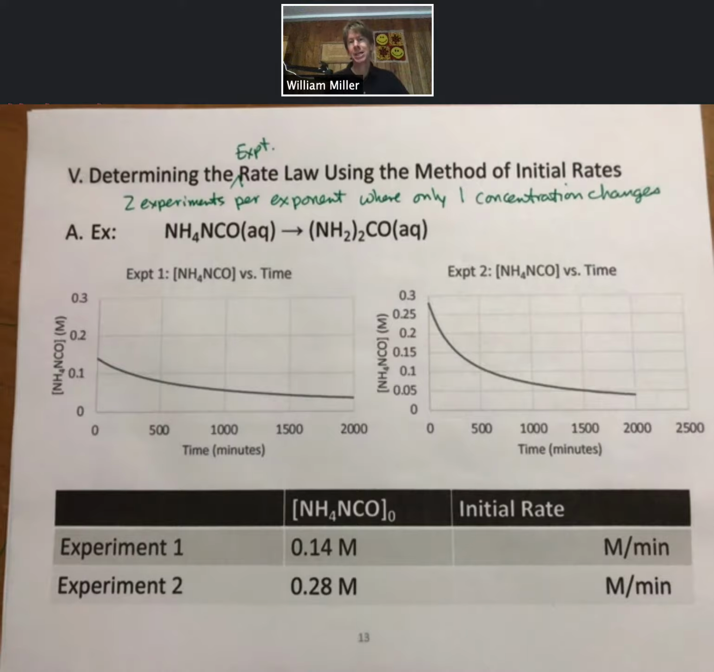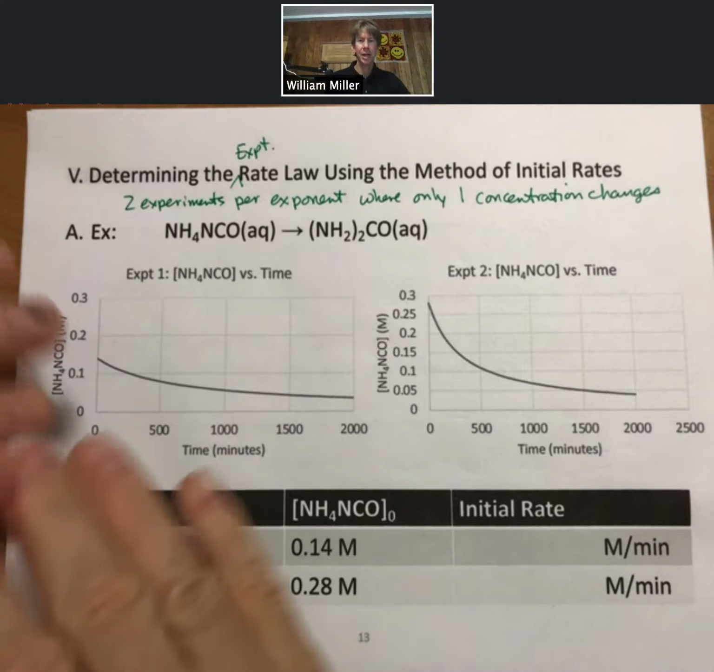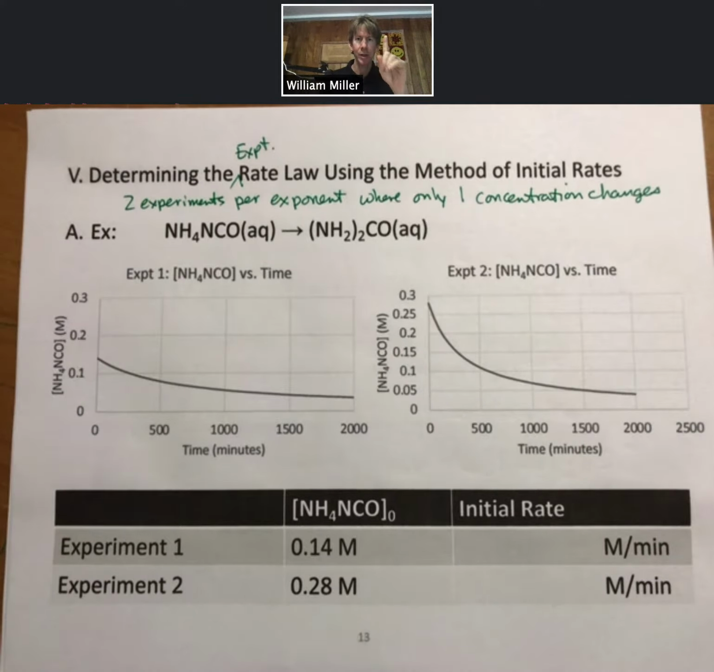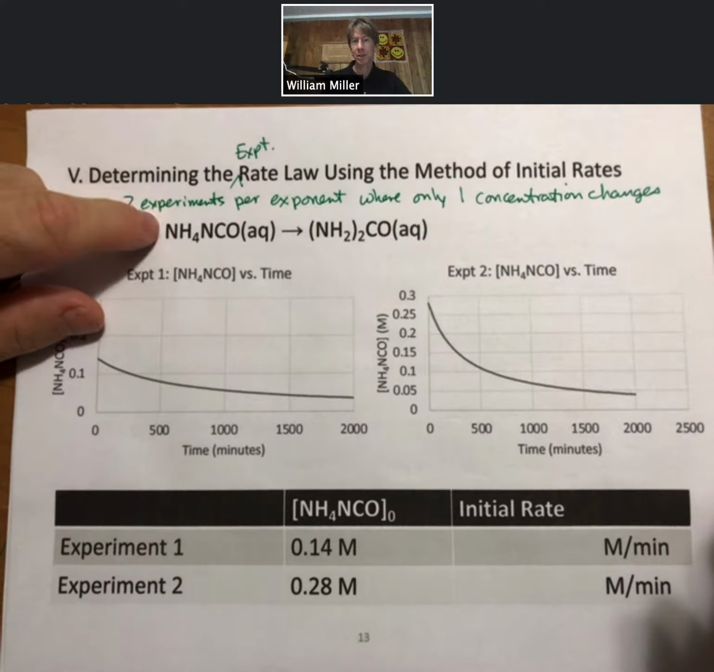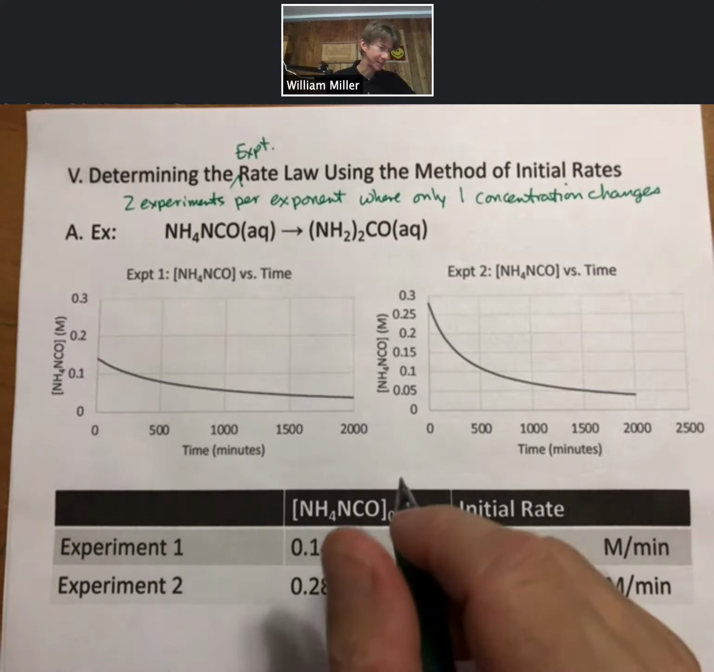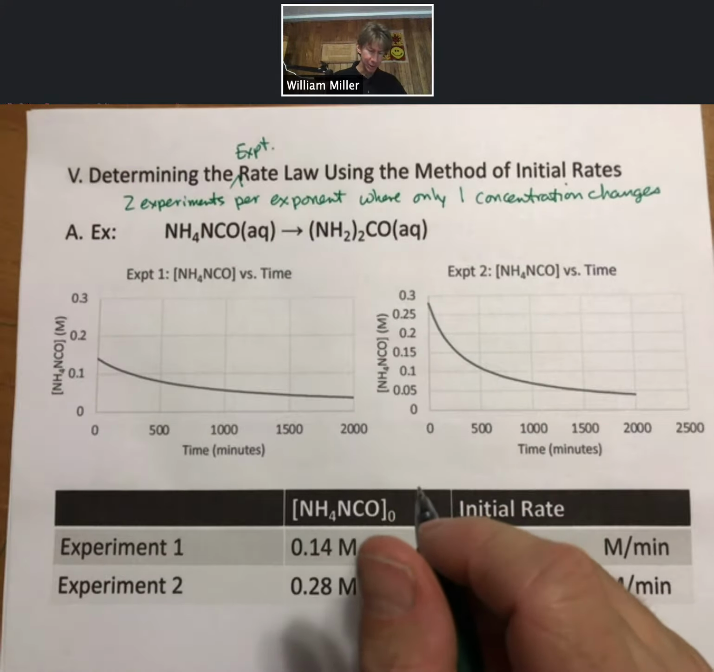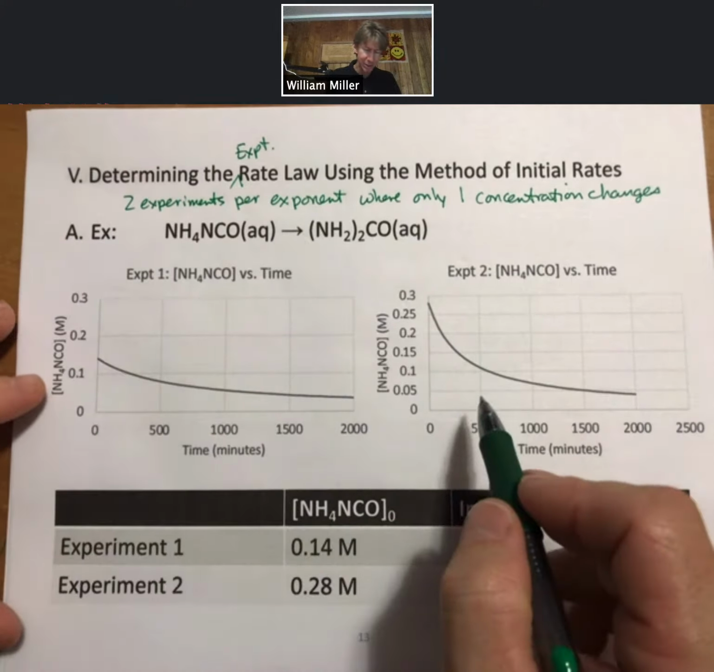Because in typical scientific fashion, you want to keep everything constant except the one thing you're trying to learn about. That's what we'll see here. At least in this problem, there's only one exponent that we can determine because there's only one reactant. All right, so you'll get data for these two.